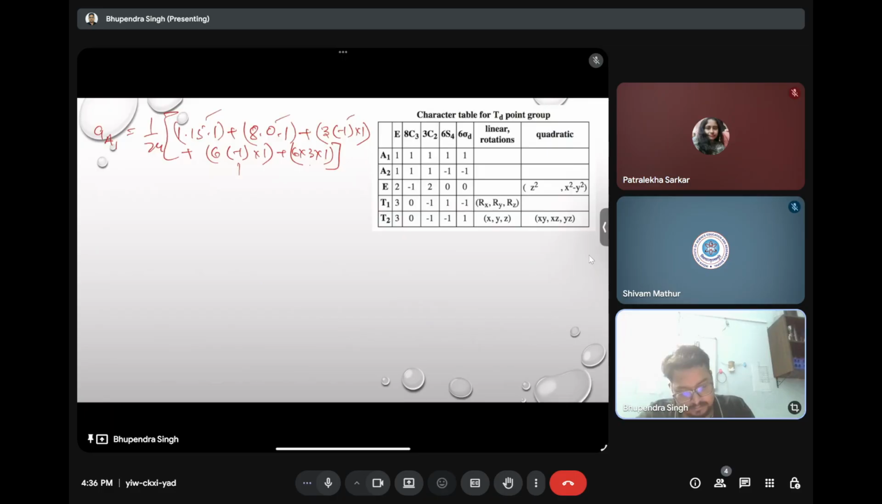And this is for A1: 1, 1, 1, 1, 1. And how many times is this repeating? E1, 8, 3, 6, 6. So 1, 8, 3, 6, 6. Now we have to solve it. So 15 minus 3 plus 6 plus 18, divided by 24, equals 1. So A1 is 1.